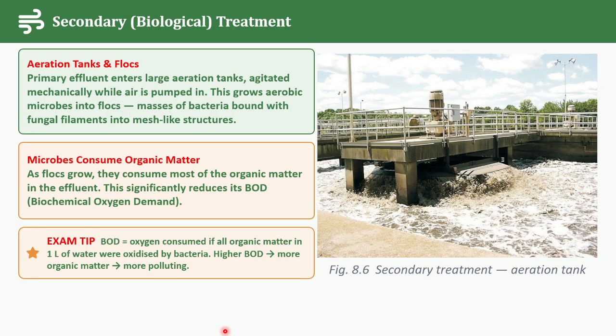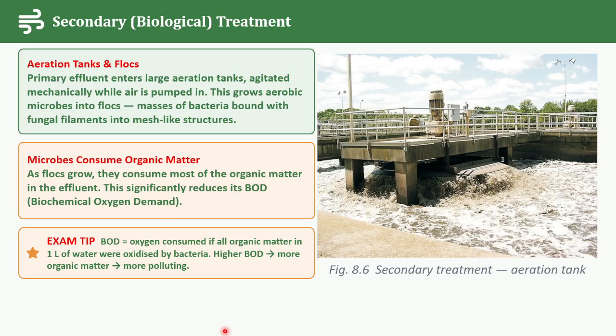So next we are going to see the secondary treatment, which is also called the biological treatment. Now the primary effluent enters a large aeration tank. So what happens here? First one is the mechanical agitation. What is agitation, children? Agitation is nothing but continuously stirring, or mixing, we can say. So the sewage is continuously agitated mechanically.